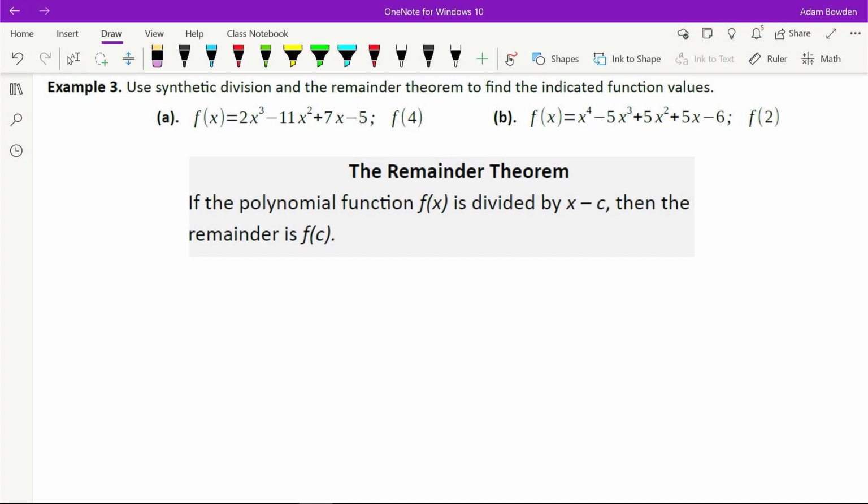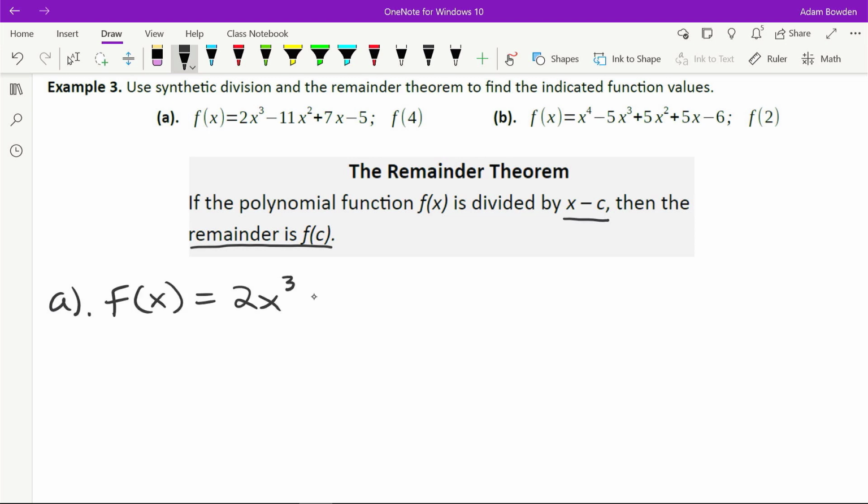Our discussion of polynomials leads us into something called the remainder theorem. What the remainder theorem tells us is if you divide by x minus c, then the remainder is the value of f of c, the same as if you plug the number c in for x. So that's pretty cool and something that's a special thing about polynomial functions in particular.